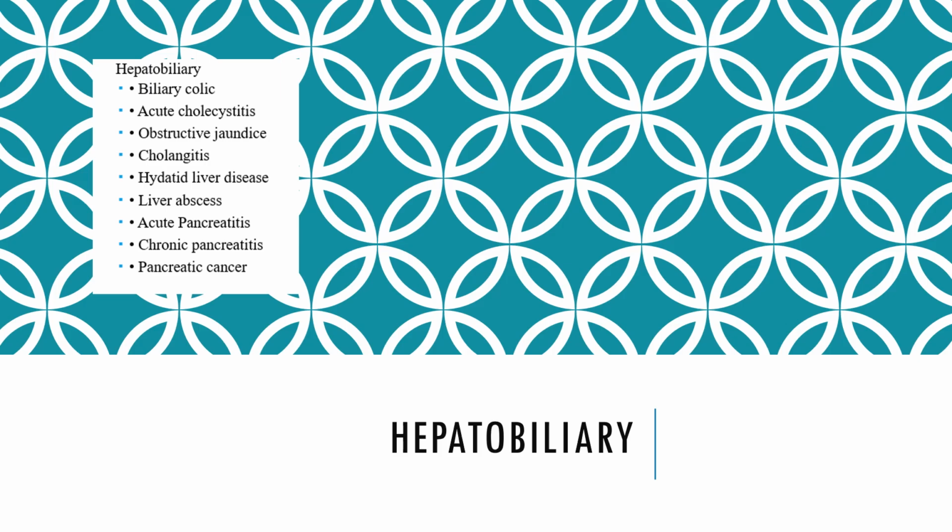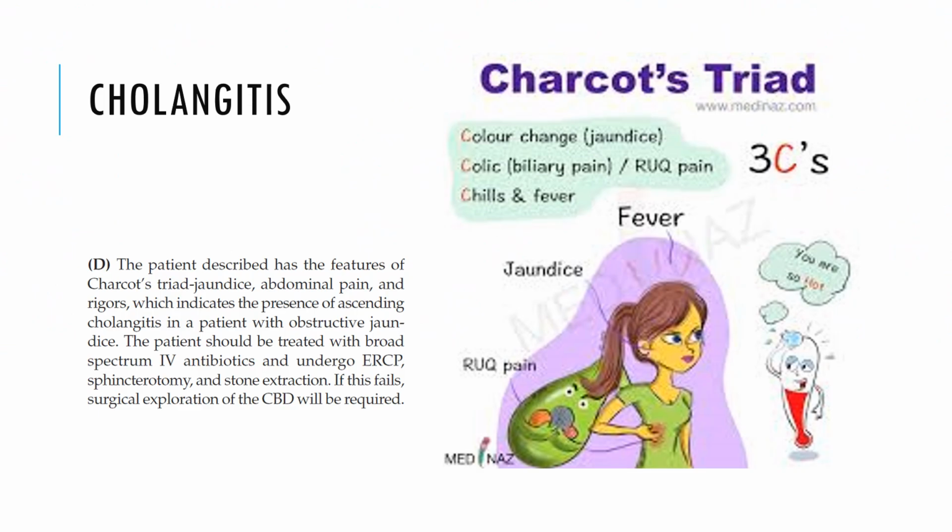Hepatobiliary, this is the breakdown of the syllabus. Biliary colic, acute cholecystitis, obstructive jaundice, cholangitis, hydatid liver disease, liver abscess, acute pancreatitis, chronic pancreatitis, and pancreatic cancer. So let's get started. Okay, coming to biliary colic or cholangitis.